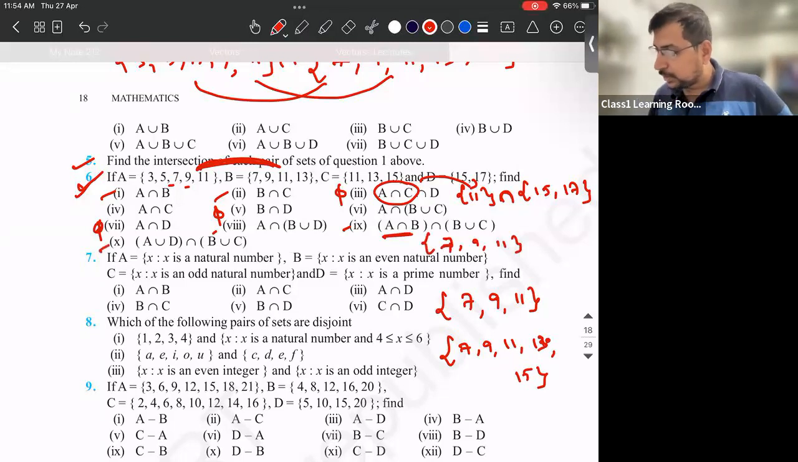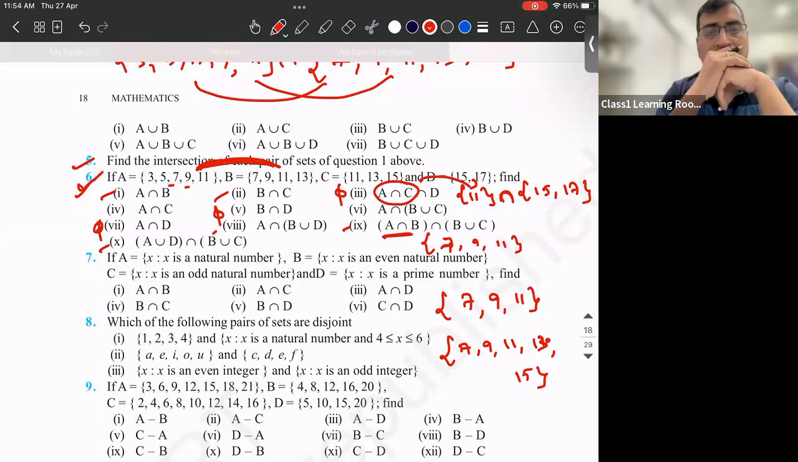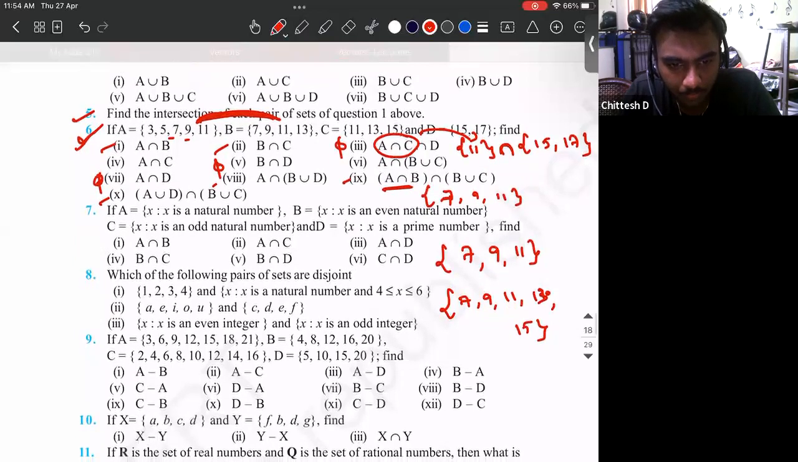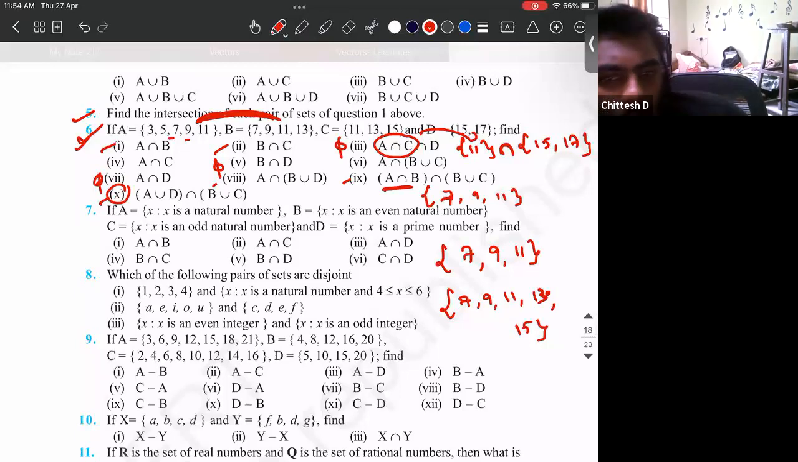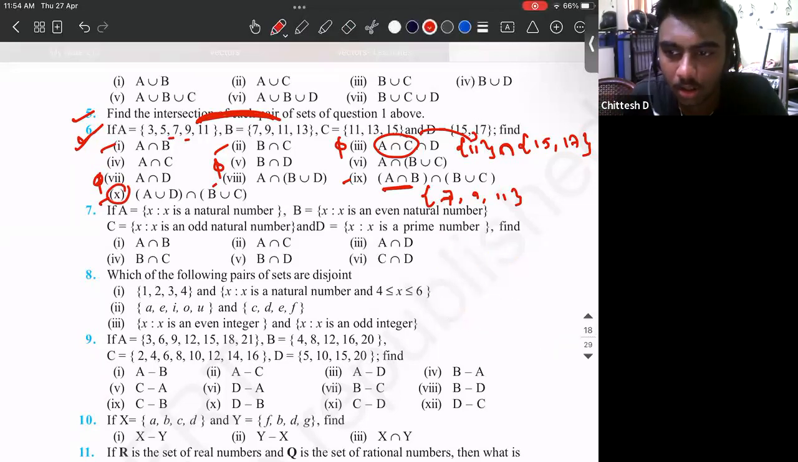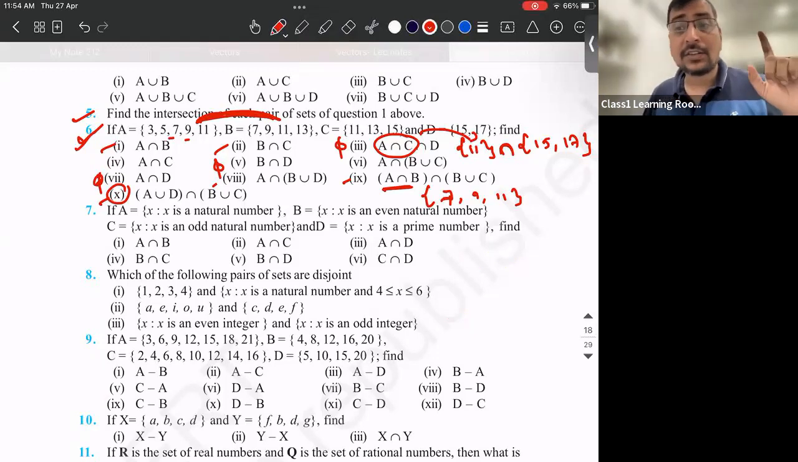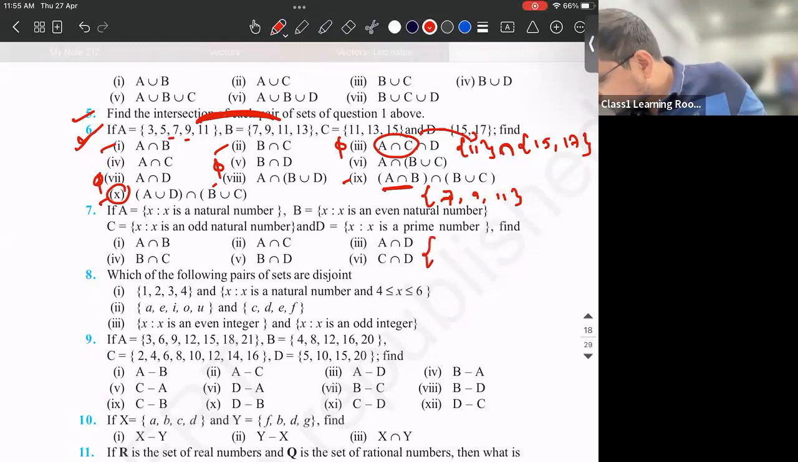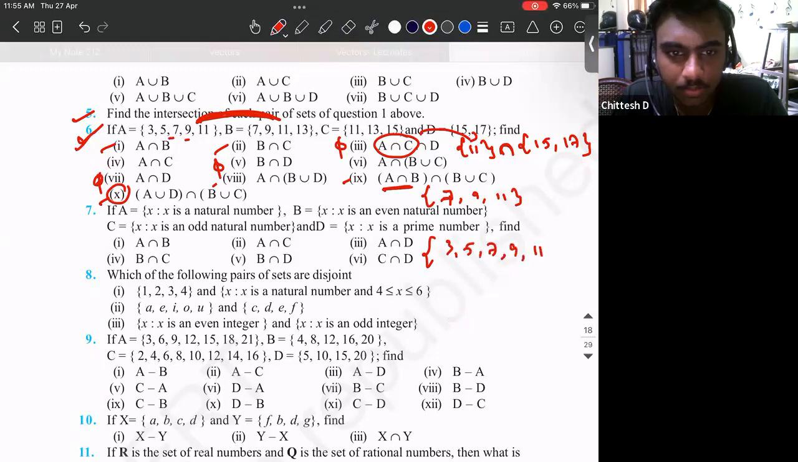Okay. Chitesh, you tell me the 10th one. Yes, sir. Can you come down? I couldn't see it. 10th question, sir. A union D. So it is null set, sir. They don't have anything. Again, you're doing the same mistake. They asked union. Oh, sorry, sir. Yeah, it is union. 3, 5, 7, 9, 11, 15 and 17. Correct.